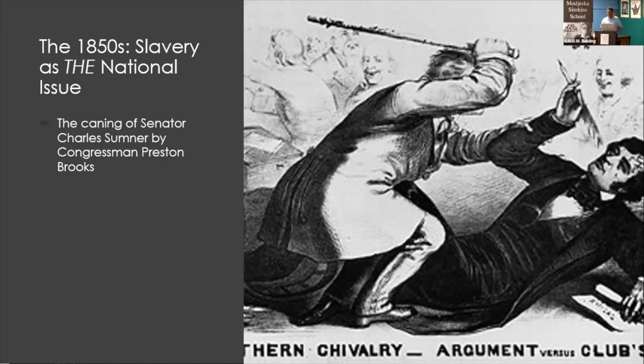Now, the full cartoon here actually says at the bottom, "Southern chivalry, argument versus clubs." And this was from a Northern newspaper. But in the aftermath of the caning of Charles Sumner, many Northerners, even those who were unaffiliated with the anti-slavery cause or with abolition, were outraged that a senator could be beaten on the floor of the Senate and nothing would happen to his assailant. On the other hand, in the South, Preston Brooks was so praised by many other Southerners that dozens, if not hundreds of canes were sent to his office in Washington as a token of their support.